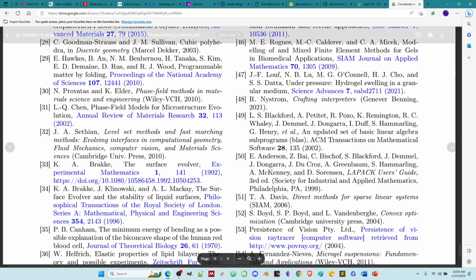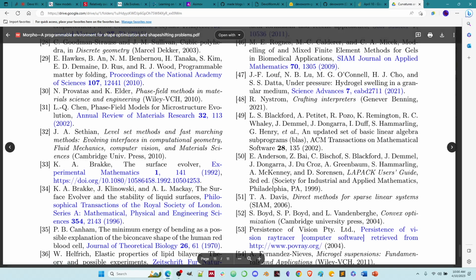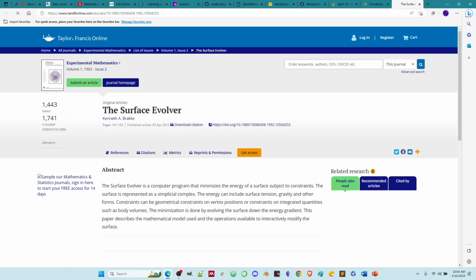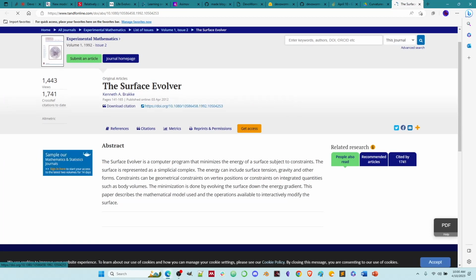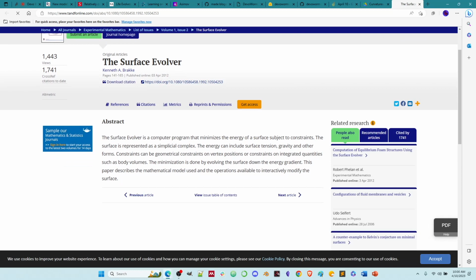And so this is what they were doing. I don't know if you can link to the paper. Looks like you may be able to. So this is the Surface Evolver. This is a computer program that minimizes the energy of a surface subject to constraints. The surface is represented as a simplicial complex.